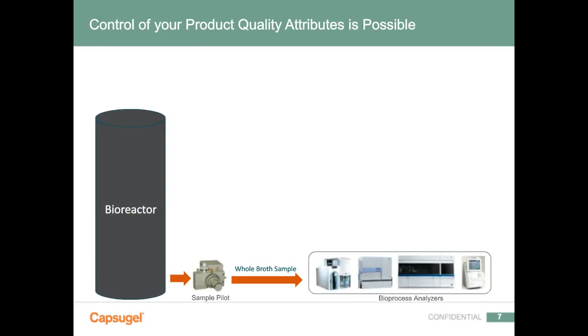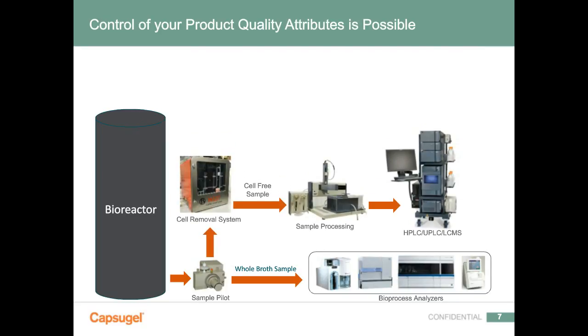So if you look at a typical bioreactor setup, a bioreactor sample gets pulled into the Sample Pilot. Whole broth samples get analyzed by your bioprocess analyzers. Your sample goes to your cell removal system, and there your cell-free sample can get processed and analyzed using HPLC. Then you're able to pull all this data together.